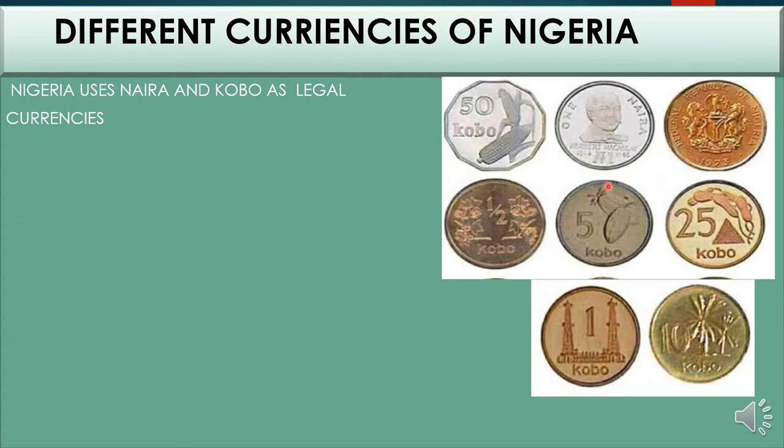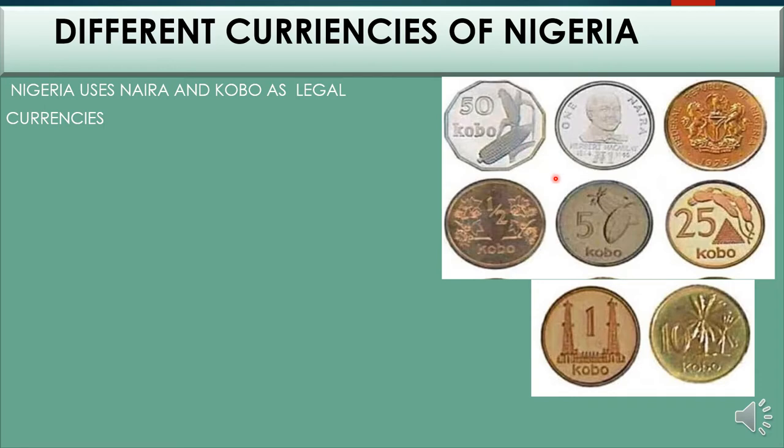Now, just like the United States, they are still using their coin, they call it cent. Our own coin, we call it Kobo. All right, just like we have the Kobo, mind you, we also have 1 Naira in coin. But all the Kobos of the Nigerian currency are in coin.